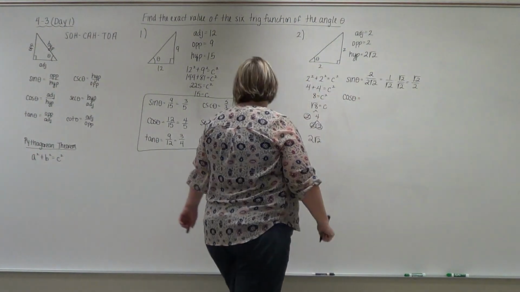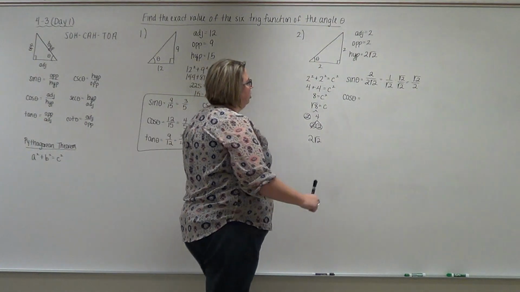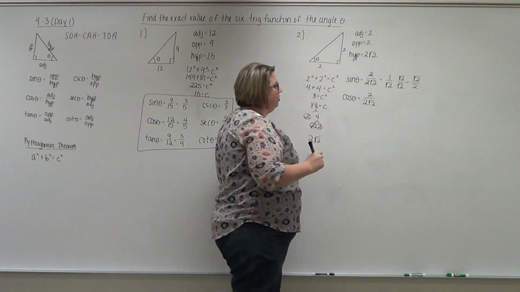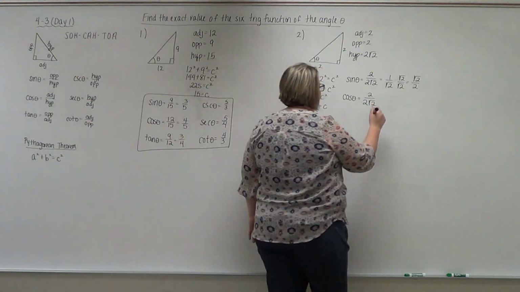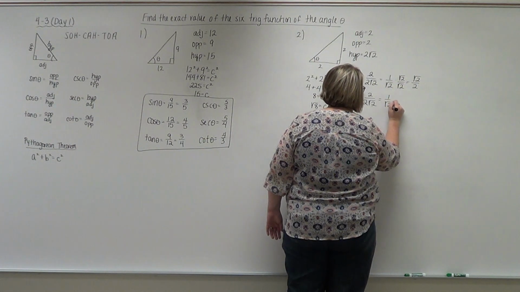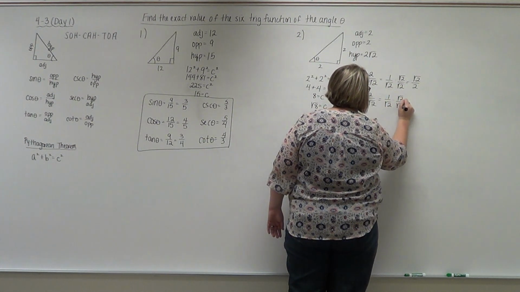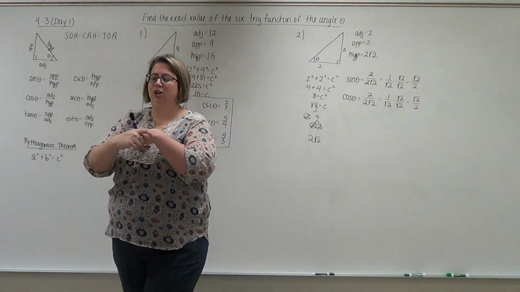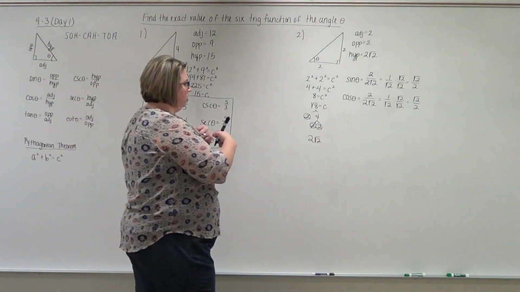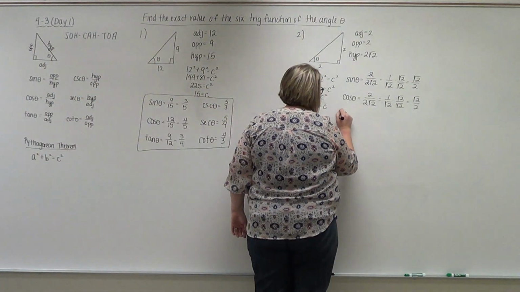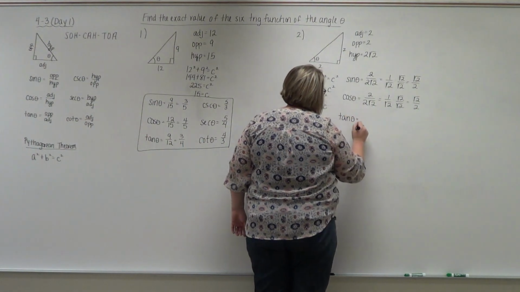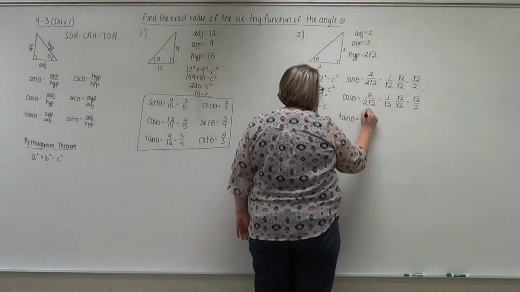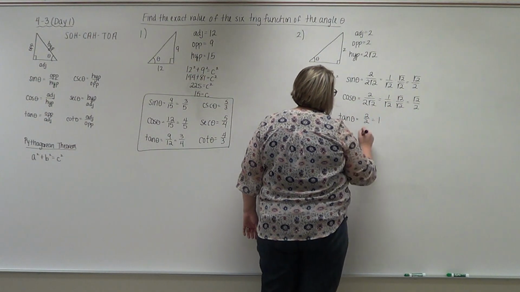Okay, cosine is equal to adjacent over hypotenuse. So that's 2 over 2 square root of 2. Now if you'll notice, that was the exact same thing we got for sine. So when I reduced, I got 1 over square root of 2, and then I had to rationalize it, and I got square root of 2 over 2. Now, if you see that they're going to be the same thing, you don't have to go through all the work. Just know that they're the same thing and give me the answer. Okay, tangent is opposite over adjacent. So that's 2 over 2, which reduces to 1.